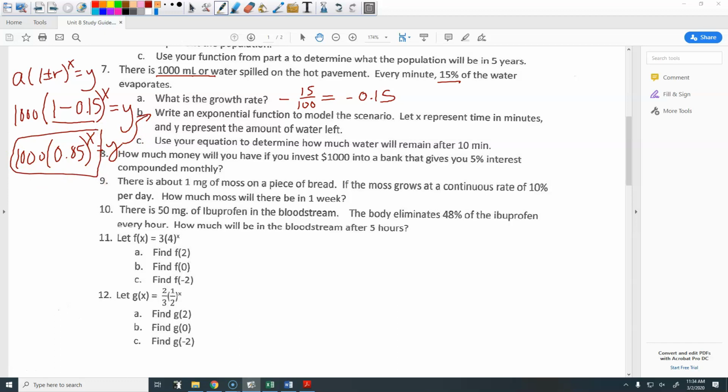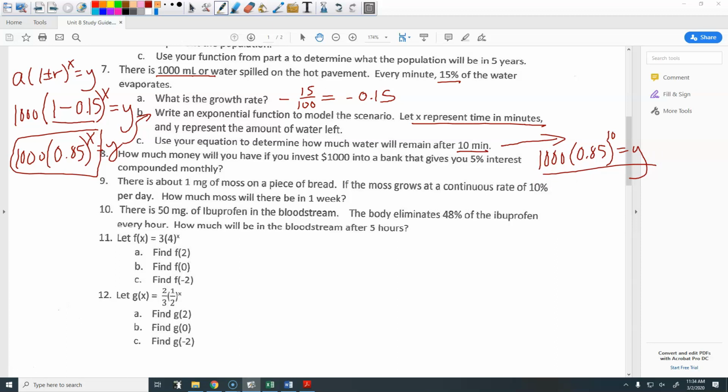Now for part C, use your equation to determine how much water will remain after 10 minutes. We're just going to say, okay, well, 10 minutes represents x. So in my formula that I found in part B, after 10 minutes we would expect there to be that much water. Now we're not, once again, we're not going to actually calculate it. We're just going to leave it just like that.